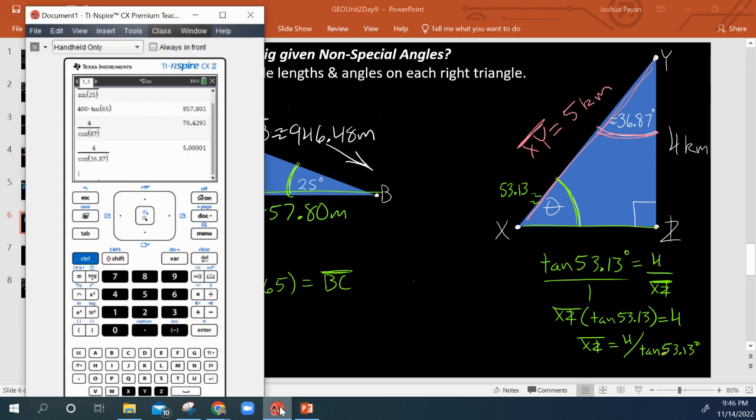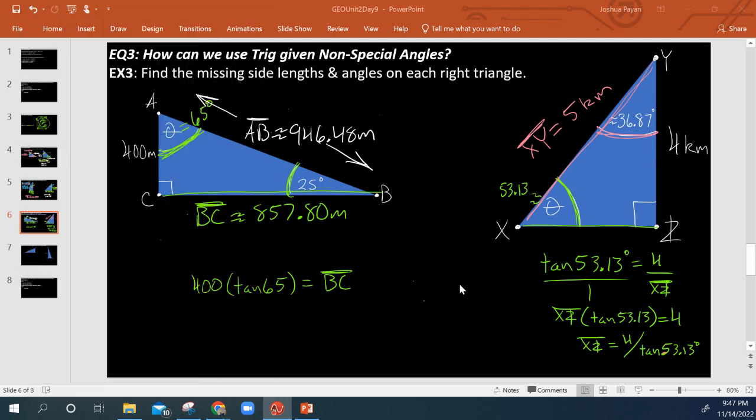Okay, and we check that in the calculator. So now I'm going to say Control, divide, and 4 over trig button tangent 53.13, and we get something incredibly close to 3.